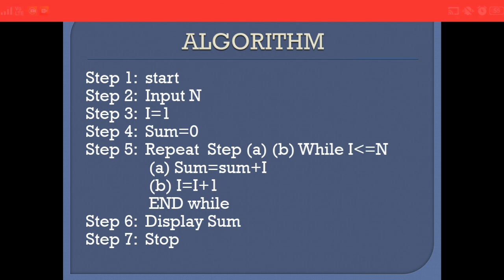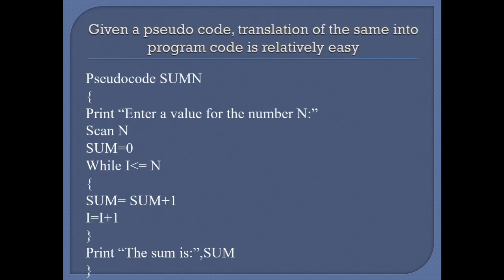Let's see how to convert an algorithm into pseudocode. The coded format of an algorithm is known as pseudocode. So this is the pseudocode. Given a pseudocode, translation of the same into program code is relatively easy. So translation of pseudocode into a program is very easy.